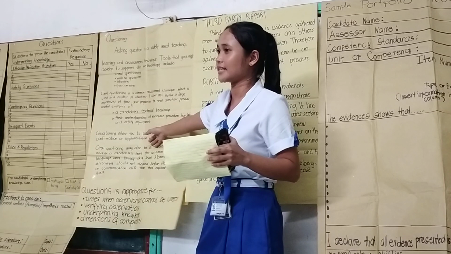Then, questions are a preparation for times when observation cannot be used, verifying observation. So, this is proof that you observed your candidate, for example, documentation, which is not usually used, like teachers who document their projects. Then underpinning knowledge, then dimensions of competency. As discussed by group 1 earlier: task skills, task management skills, contingency management skills, and job or environmental skills.